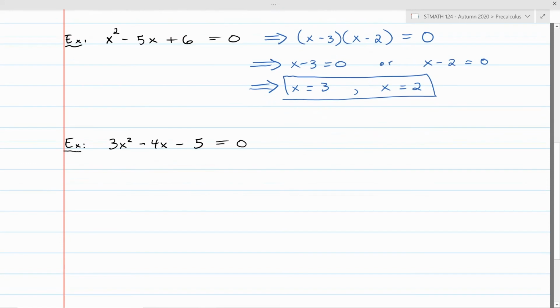On the third one, you might try to factor it, but in this case it won't factor, or it won't factor nicely. So you need to use the quadratic formula here.